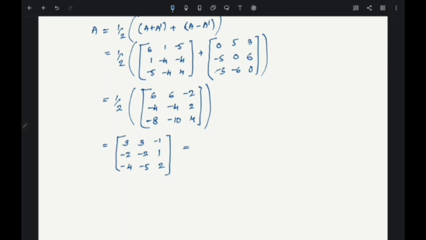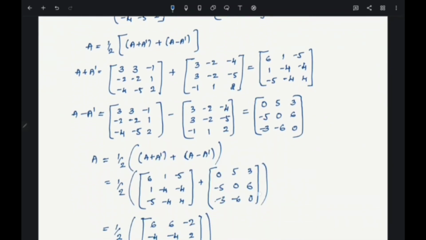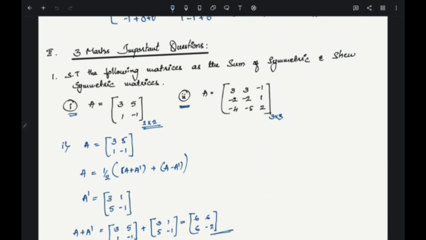You can observe that the desired matrix which we have got at the end is nothing but the one which we have taken earlier. So this satisfied the condition of sum of symmetric and skew symmetric matrix. We have understood the matrix as a sum of symmetric and skew symmetric matrix both for the 2 cross 2 matrix and also the 3 cross 3 matrix.